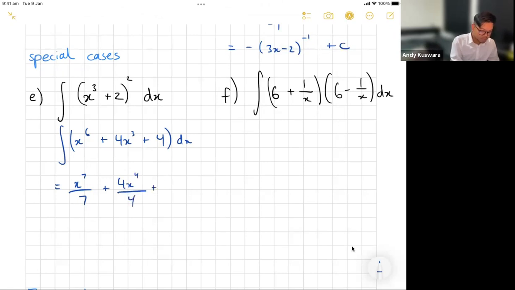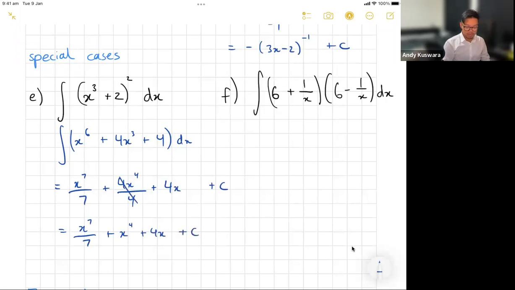Right, and if it's just a singular number, you add an x to it. Now all of this is going to be plus c. And cleaning up again, we want to make it as clean as possible. That just becomes x to the 4 plus 4x plus c. That's your integration.